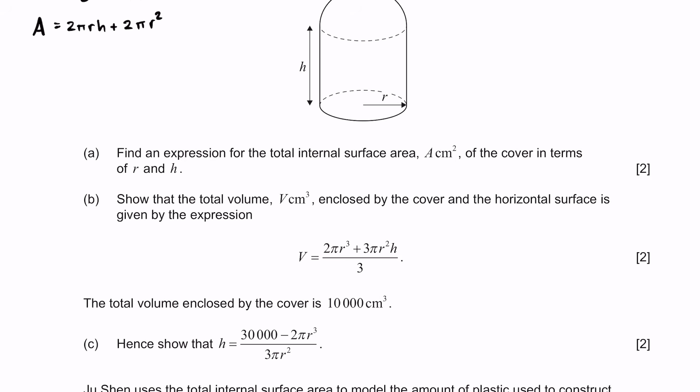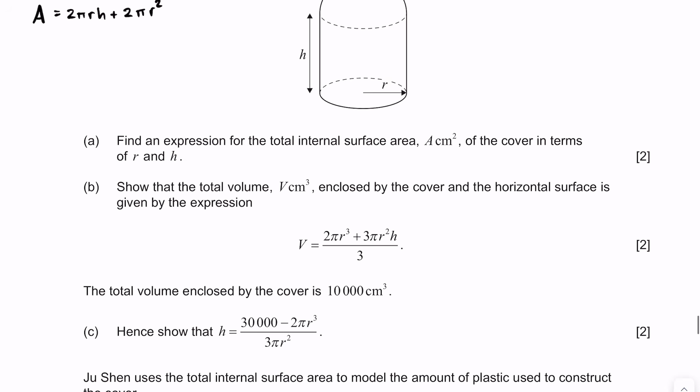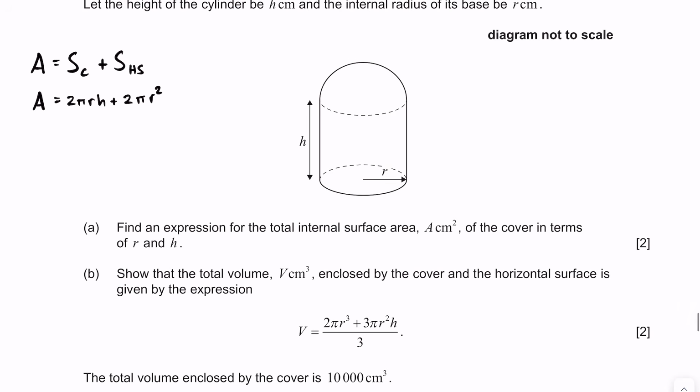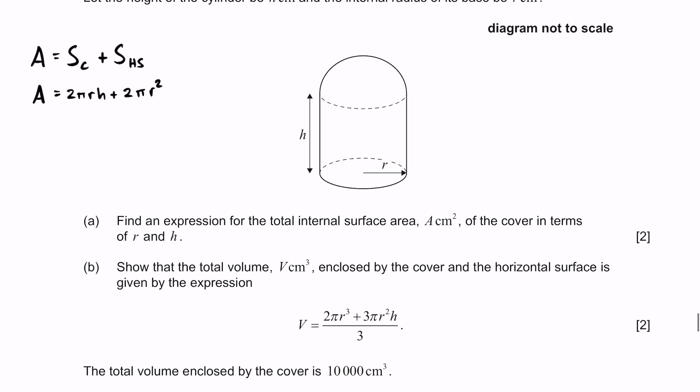Okay, so this one looks like it might be a little heavy algebraically, but I think it should be okay. In this case, similar to this surface area question right here, we want to write an expression in terms of volume. So total volume enclosed by the cover and the horizontal surface. Essentially, if we're looking at this cover, which is made up of this hemisphere and this cylinder, what is the total volume that it contains in terms of r and h? After all simplification, it should look like this.